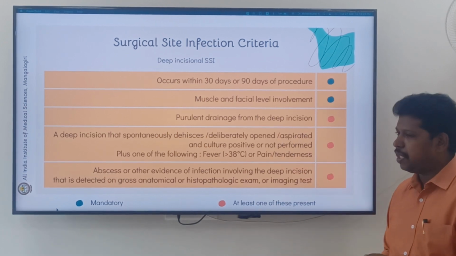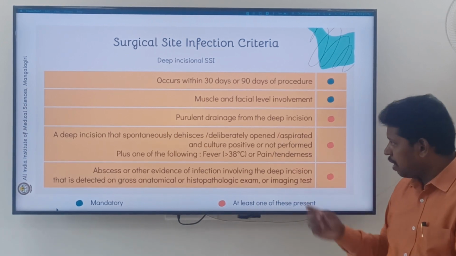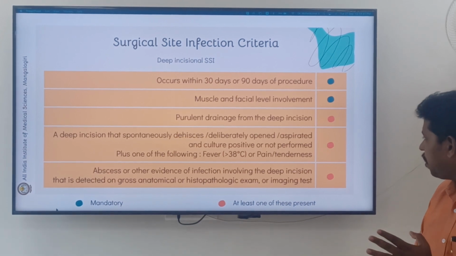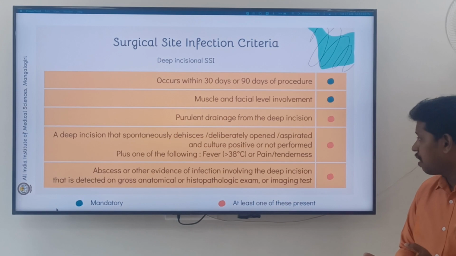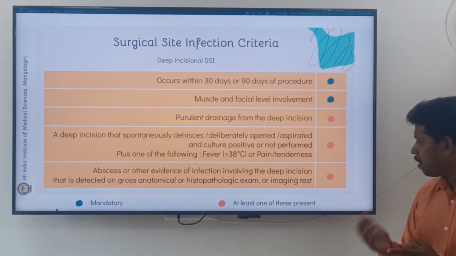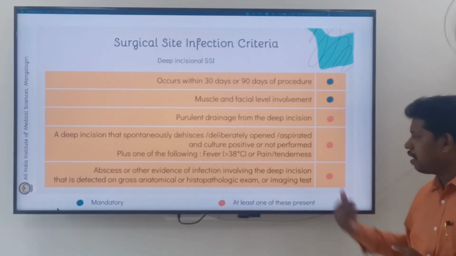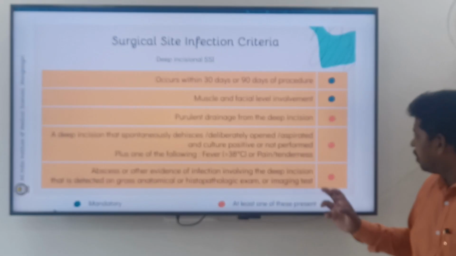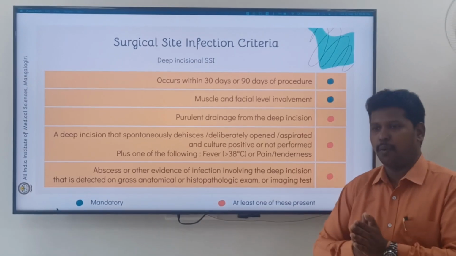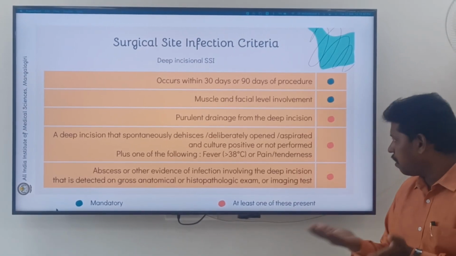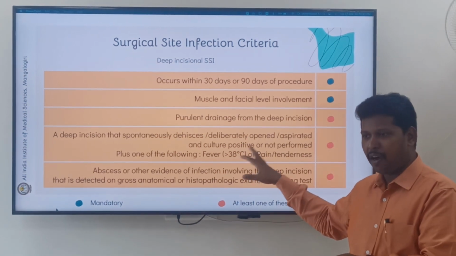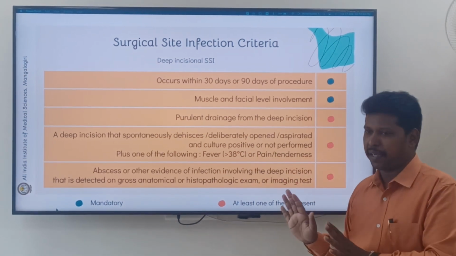Again, purulent discharge from the deep incision. A deep incision that spontaneously dehisces or is deliberately opened or aspirated, and culture positive or not performed, plus one of the following: fever, pain and tenderness. So multiple combinations are given. The wound is opened or aspirated or spontaneously dehisces. Culture is coming as positive, or if you don't send the culture, that is also fine.